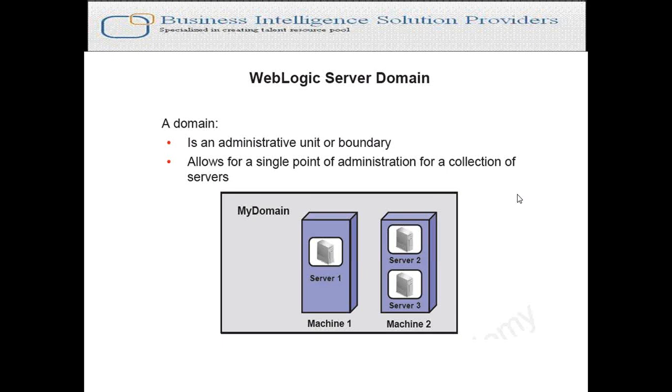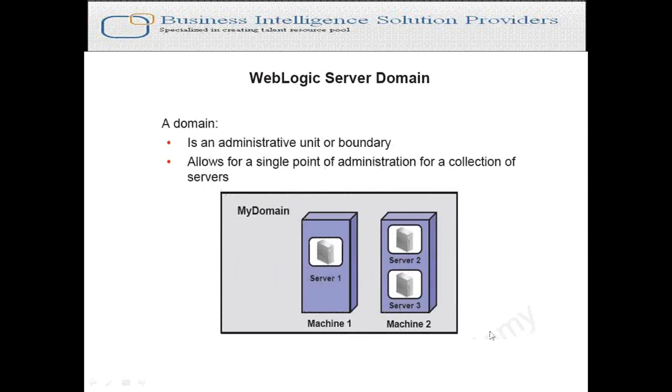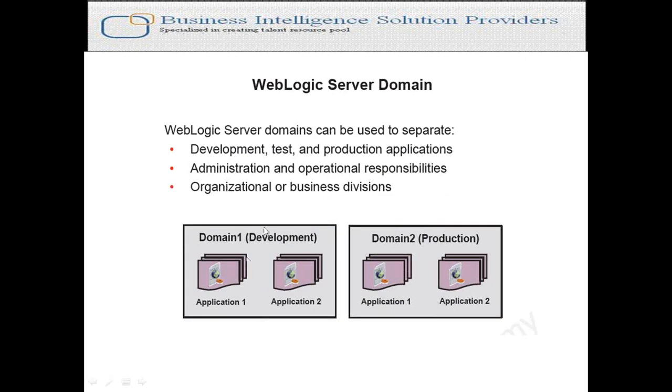Now, these are the machines. Server 1, server 2, server 3 are instances of WebLogic server, and I can combine them together so that I can call them one domain. WebLogic server domains, why are they used? So that you can separate your test, development and production applications. You can separate administration and operational responsibilities, and secondly, for business divisions. What is a WebLogic server? It's nothing but an instance of a WebLogic server.